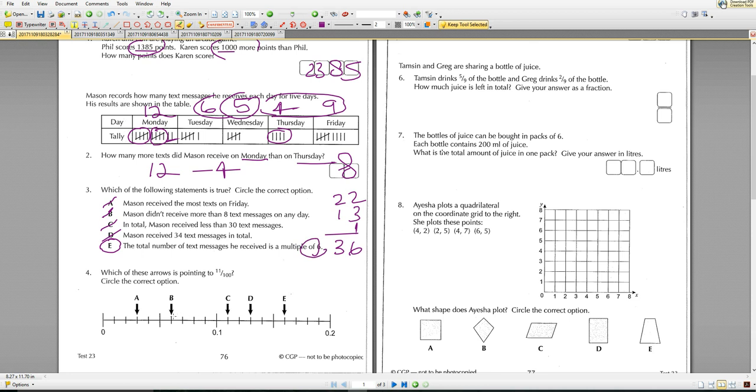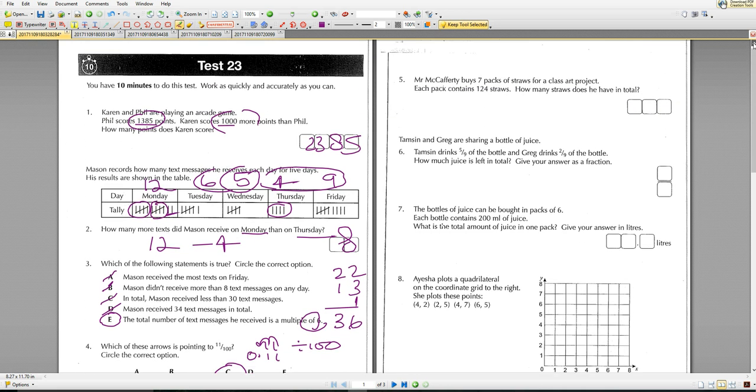Lovely. Which of these arrows is pointing to 11 over 100? Now 11 divided by 100. If we do 11 divided by 100, put the decimal point at the end, that gives us 0.11. So 0.11 for number 4 will give us C. Question number 5. Let's move on.